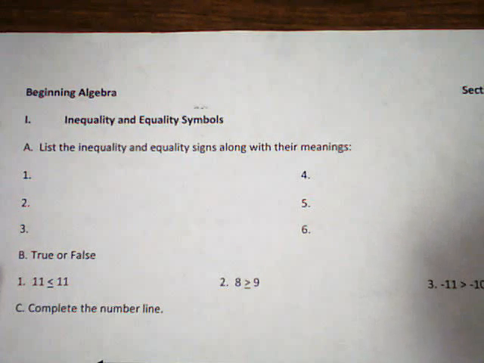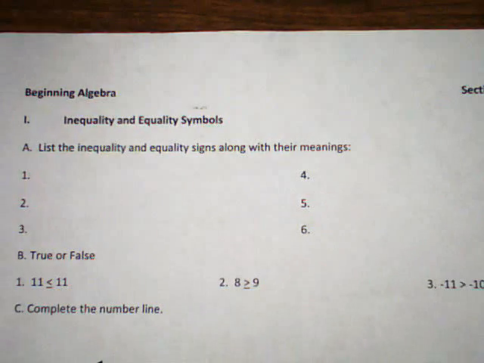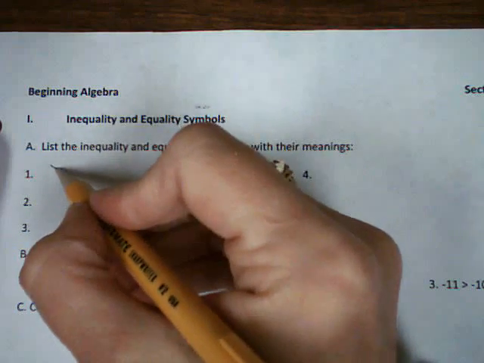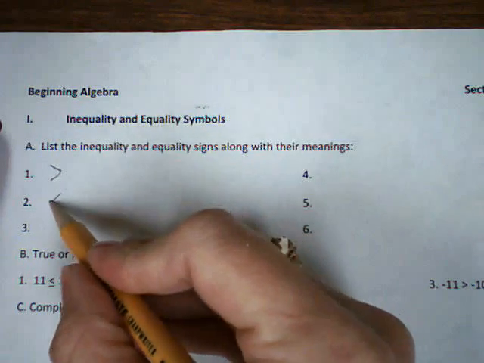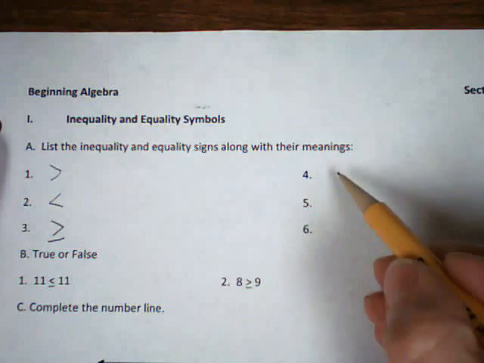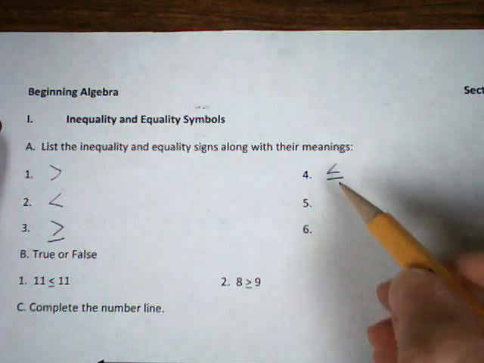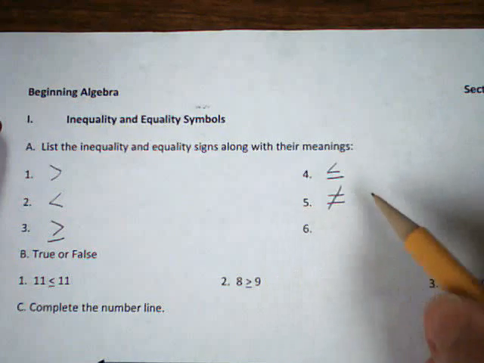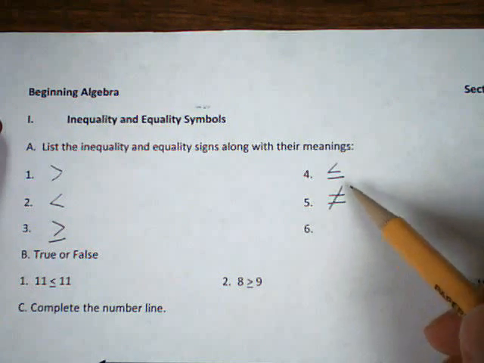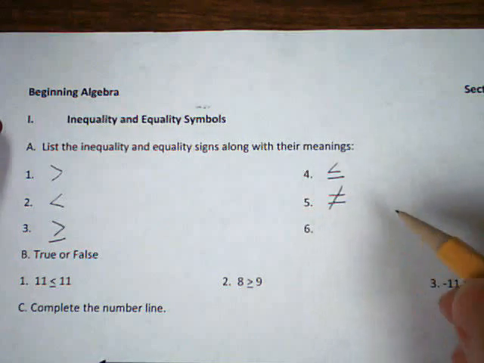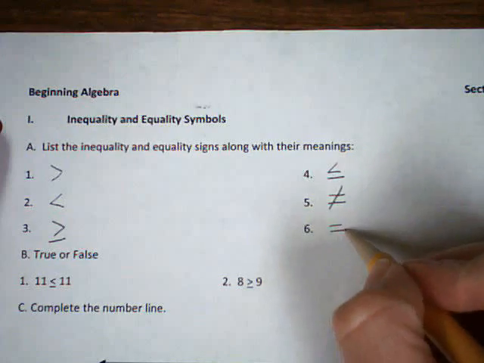Beginning Algebra, Section 1.2. The first section is on inequality and equality symbols. The inequality symbols are greater than, less than, greater than or equal to, less than or equal to, and then your last inequality symbol is the not equal to. So all 5 of these are what we call the inequality signs. And then you have the equal sign.